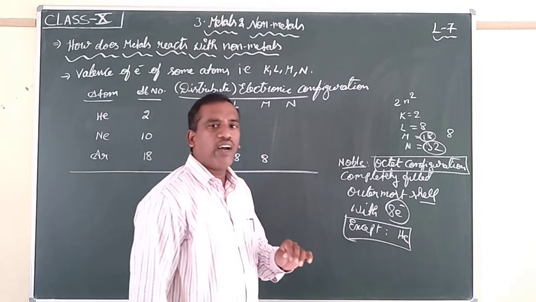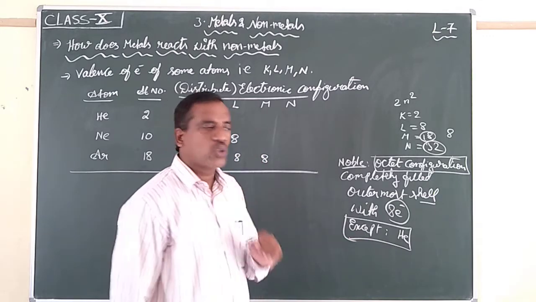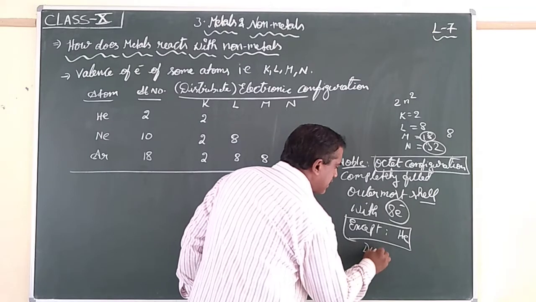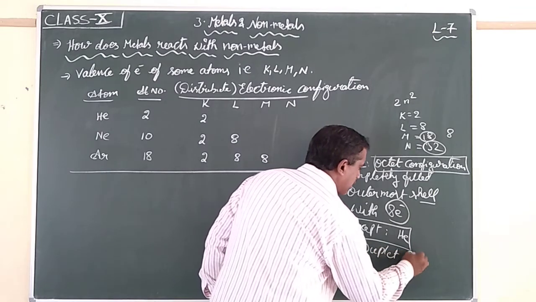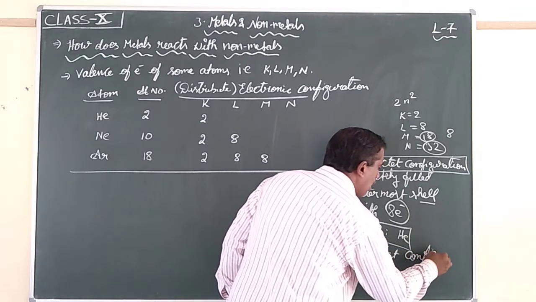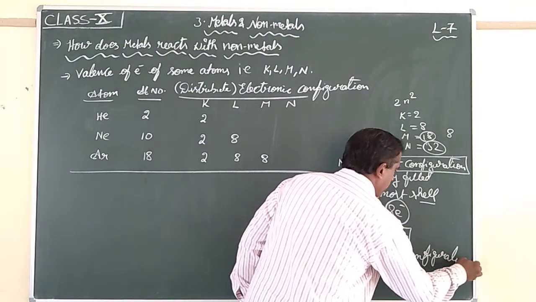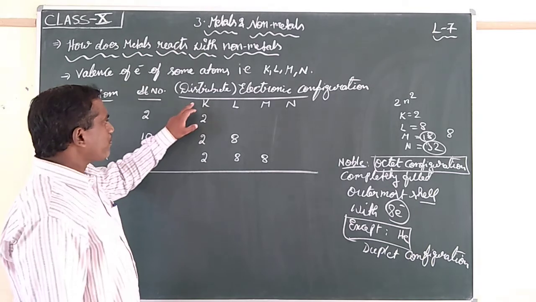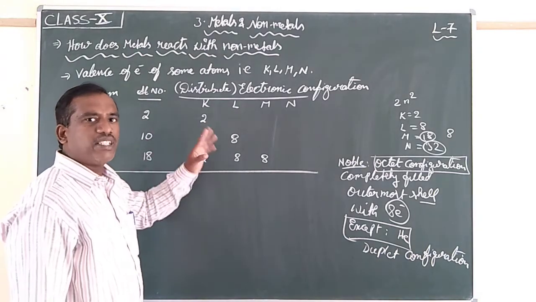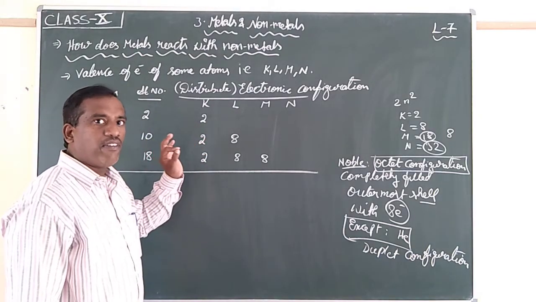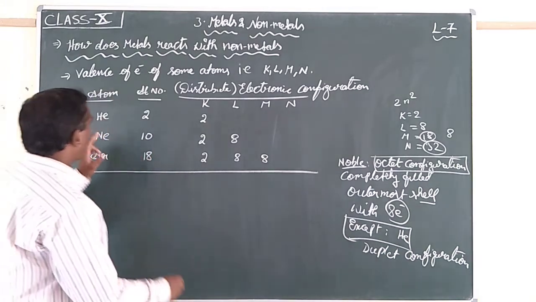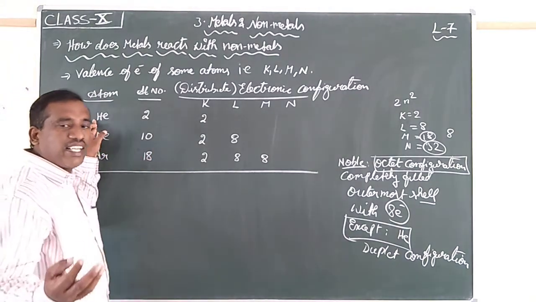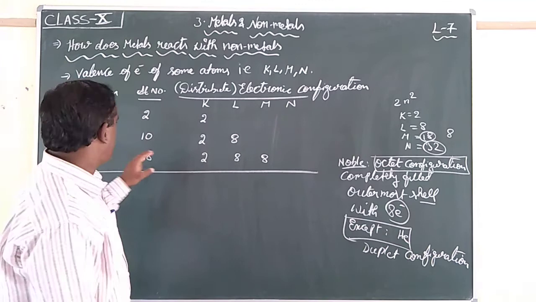Helium has only 2 outermost electrons, hence it is called a duplet configuration. What is this configuration called? Duplet configuration. So for helium, it is the only exception. Now see the electronic configuration of helium. The K shell has 2, meaning its shell is completely filled. It has a duplet configuration. So shall we call this a noble gas? Helium is a noble gas.